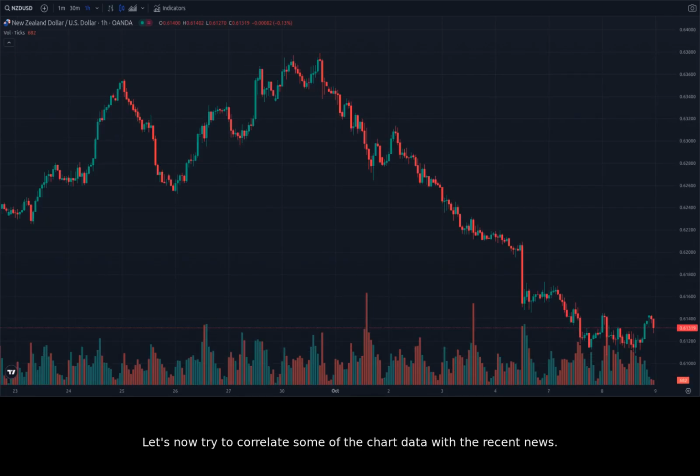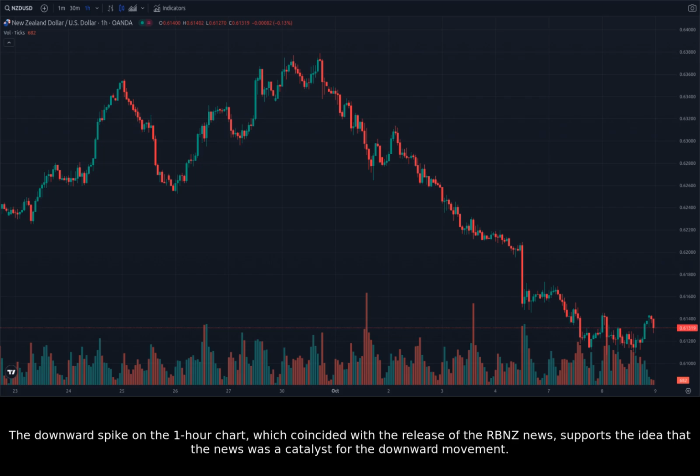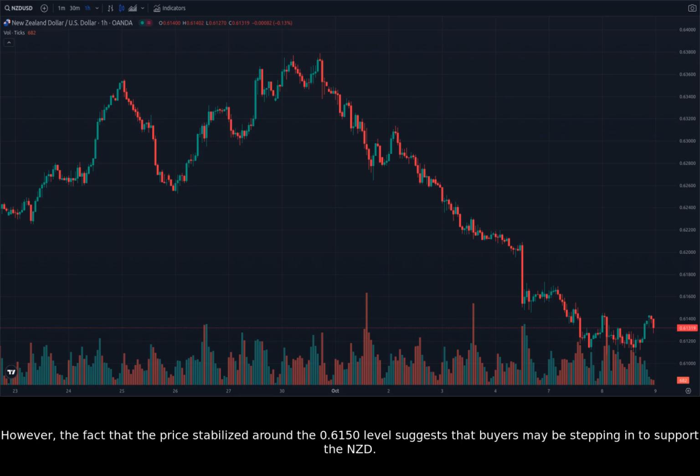Let's now try to correlate some of the chart data with the recent news. The downward spike on the 1-hour chart, which coincided with the release of the RBNZ news, supports the idea that the news was a catalyst for the downward movement. However, the fact that the price stabilized around the 0.6150 level suggests that buyers may be stepping in to support the NZD. It's important to keep an eye on the US dollar index. If the US dollar weakens further, it could provide a boost to the NZDUSD.